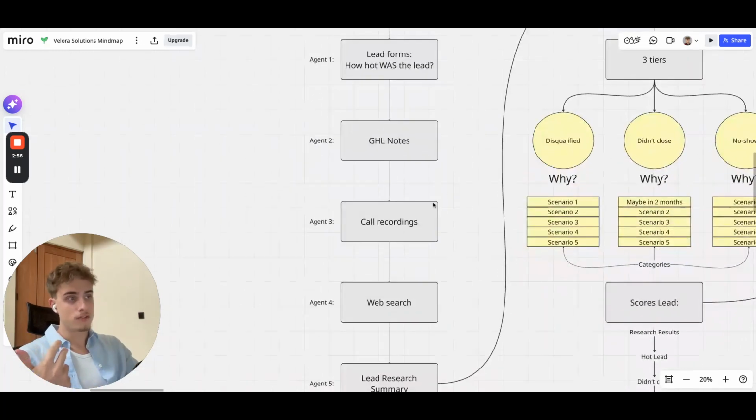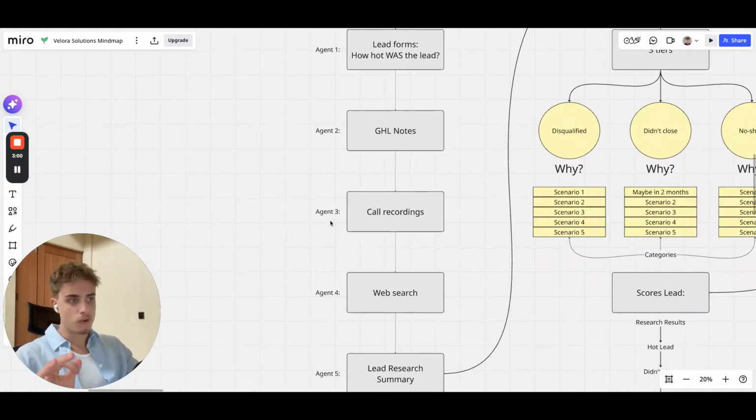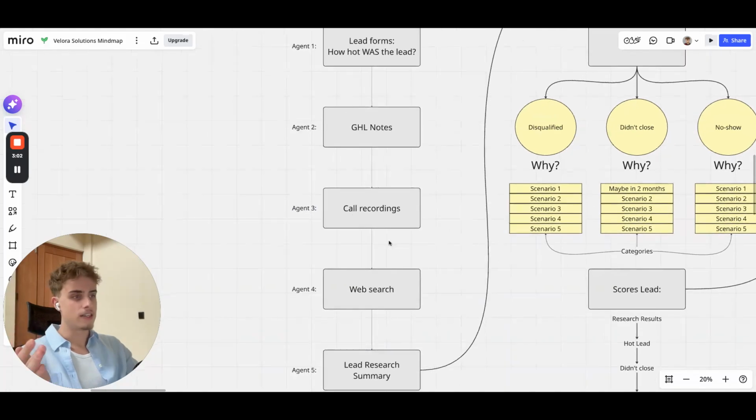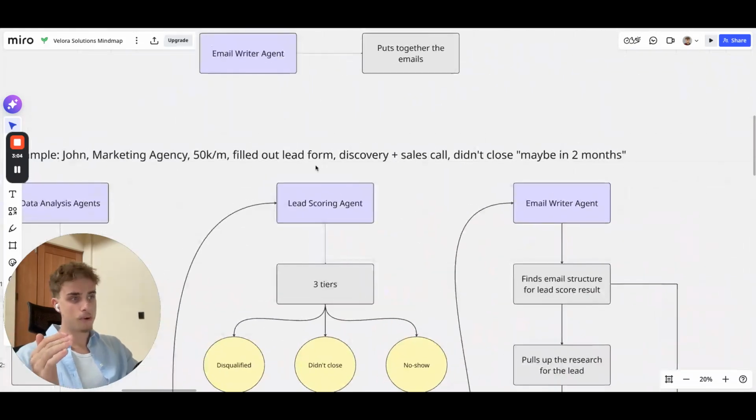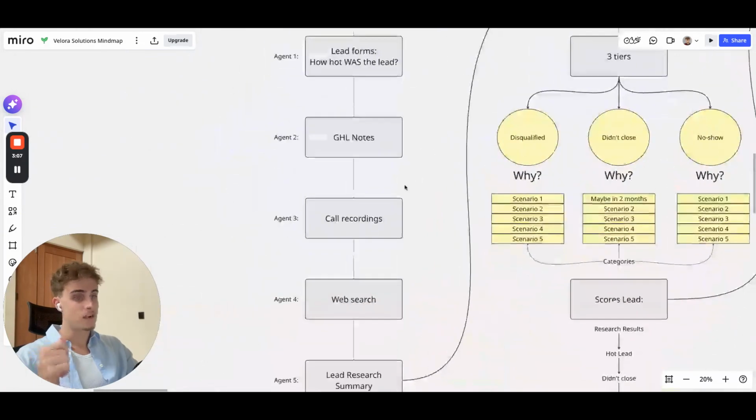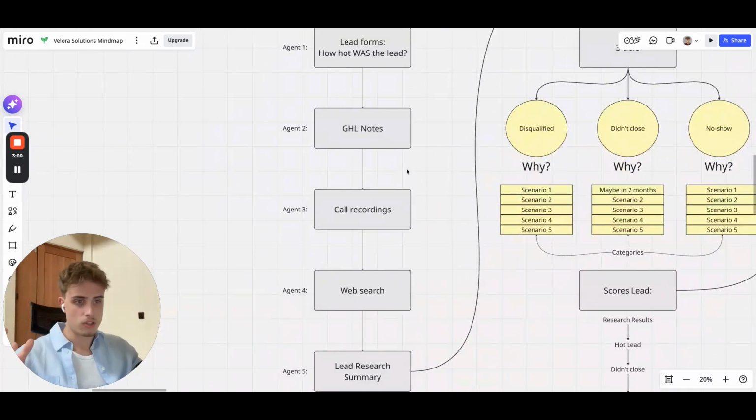The third agent, call recordings, super, super, super important. Agent number 3 in this case is going to look at both of these call recordings for both discovery and the sales call, and it's going to summarize the calls. What happened on the call? What did the prospect say? Was there anything about the prospect that stood out? Like, hey, he said this, but it's not true. Like, he had the pain point, but now he says that he doesn't need it now. So something is not working, right?